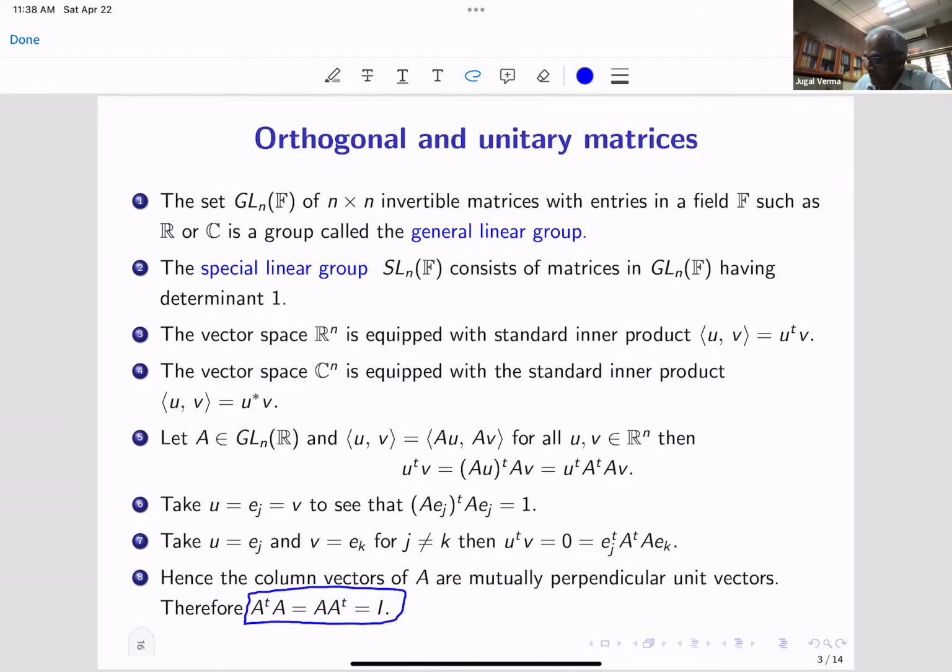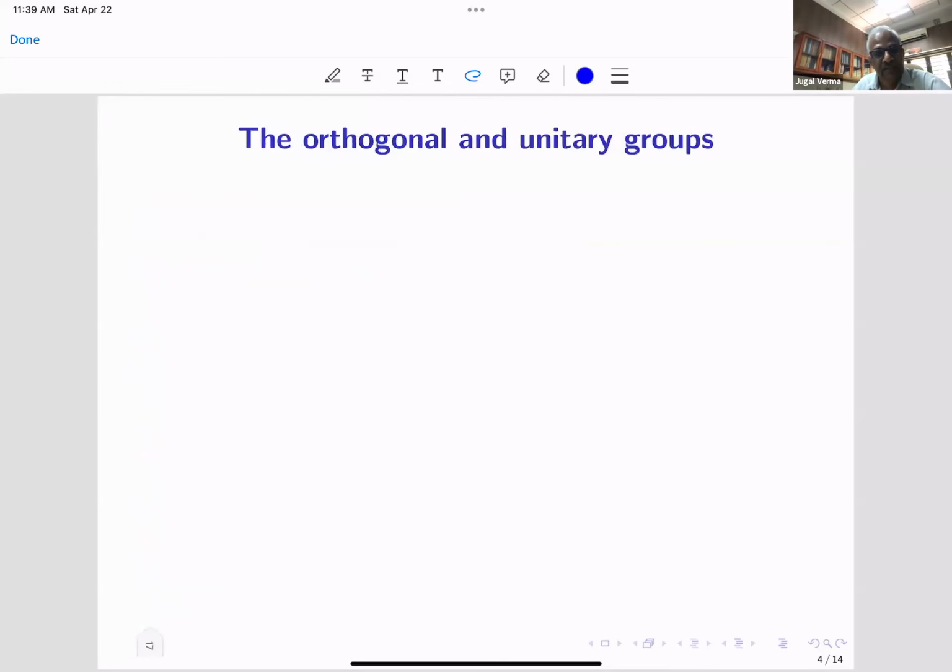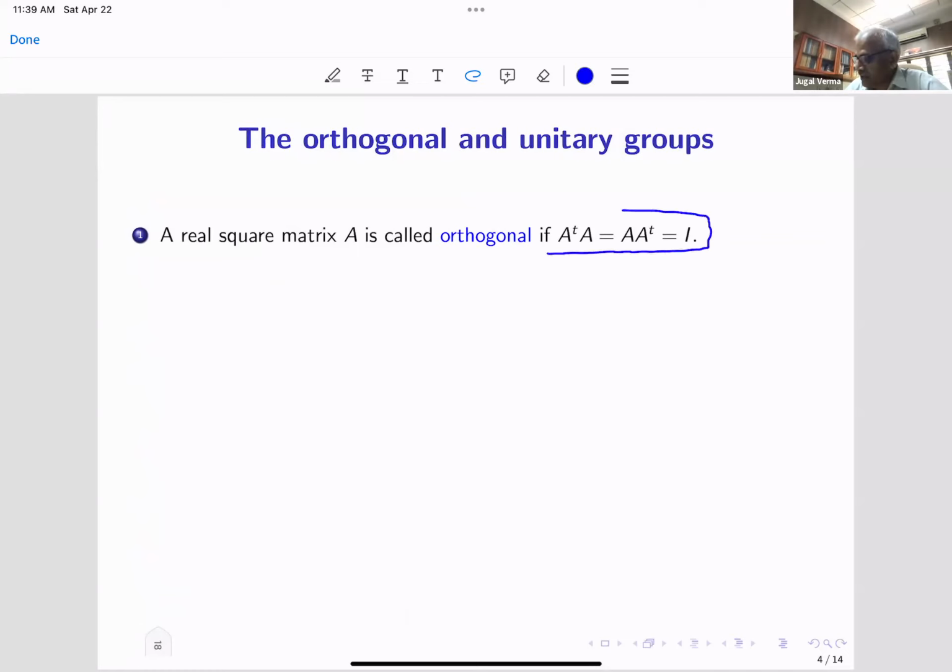So if we want matrix multiplication to preserve the dot product of vectors in R^n, then this matrix has to satisfy the condition that A transpose A is equal to identity. Such real square matrices are called orthogonal. That means these are the matrices which satisfy this condition. Now, we took the real field, but this condition makes sense over any field. Such matrices are called orthogonal matrices when the entries are real.